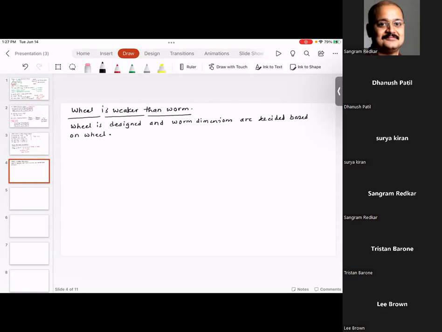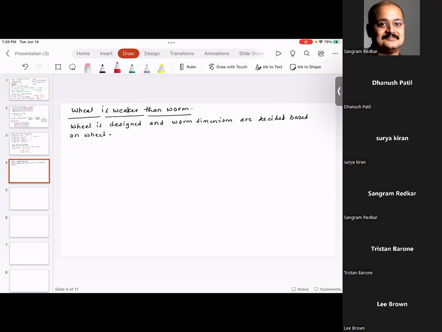since the wheel is weaker than the worm, we always design the weaker element. So the worm gear, or the worm wheel, is designed. What are the design steps to design a worm wheel? And these steps are exactly the same as the design of a spur gear.